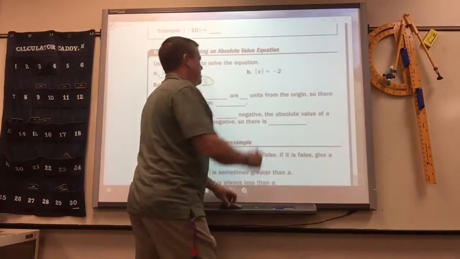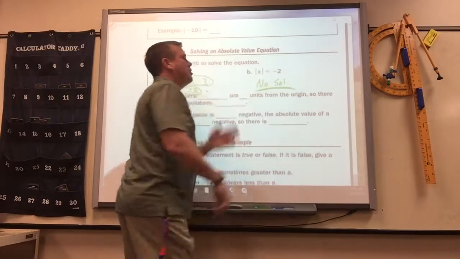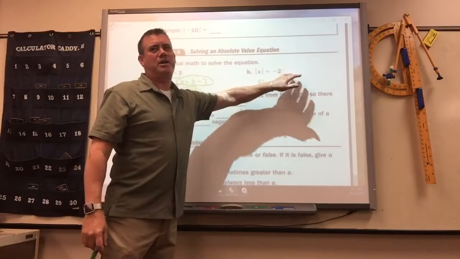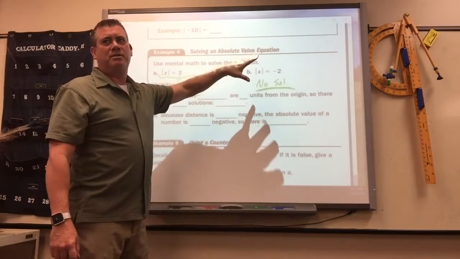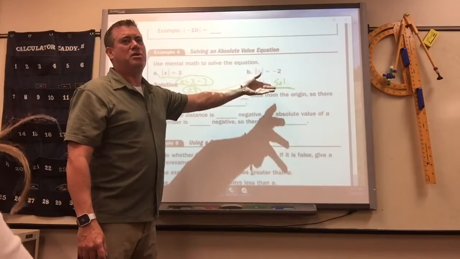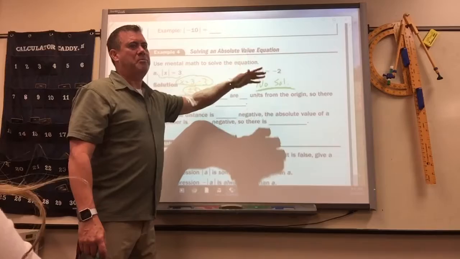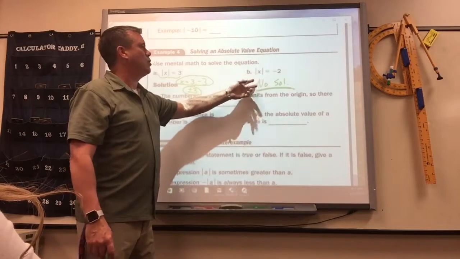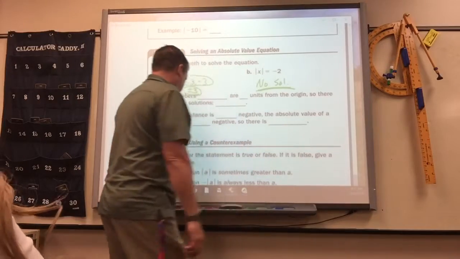Can't be done. There's no solution. There's nothing you can put into an absolute value that'll equal a negative. So sometimes they throw these in here. When we're solving these, we're not solving them today, but eventually we will. And you can go through the work and solve it and come up with an answer, but if you checked it, it wouldn't work. So an absolute value can never equal a negative.